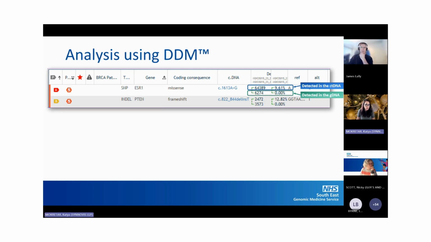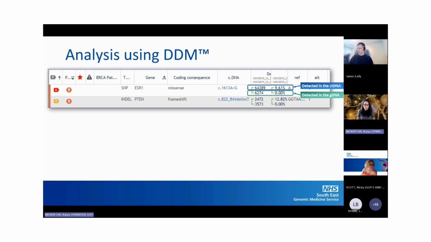If we look in a bit more detail at the first two, what we can see here is that each row corresponds to a variant. In this case, the first one is a variant in the ESR1 gene. And here we see the variant allele frequency from the ctDNA sequencing and from the germline. You can see that the ctDNA has 9.61%, and the germline, but it's more genomic DNA, has not detected this variant at all.